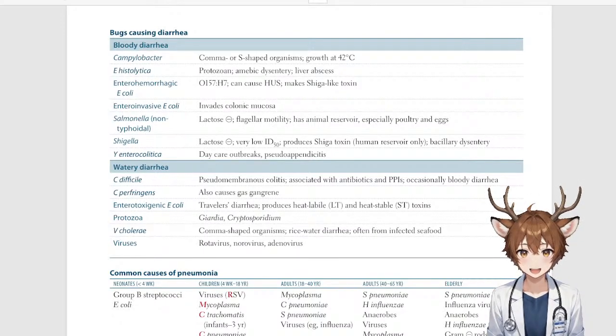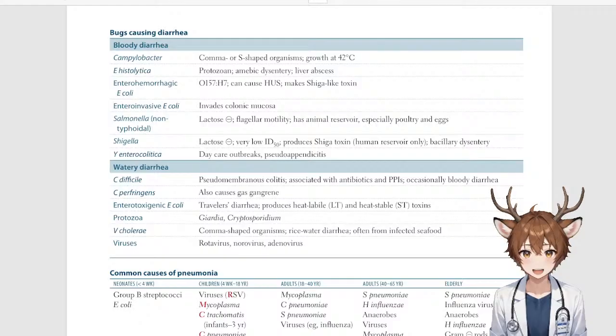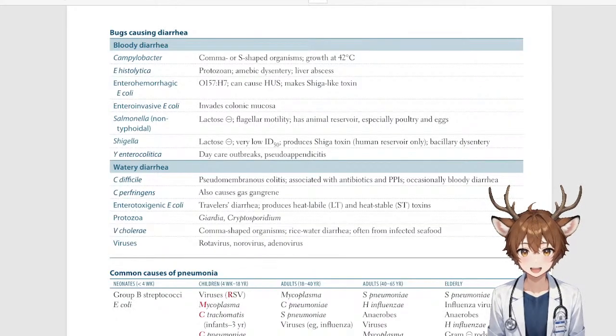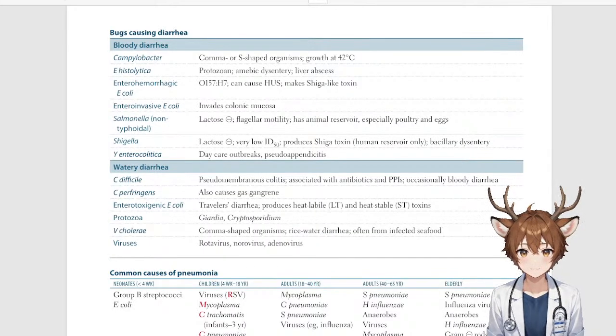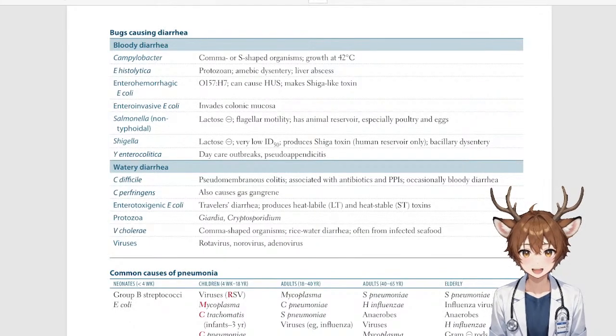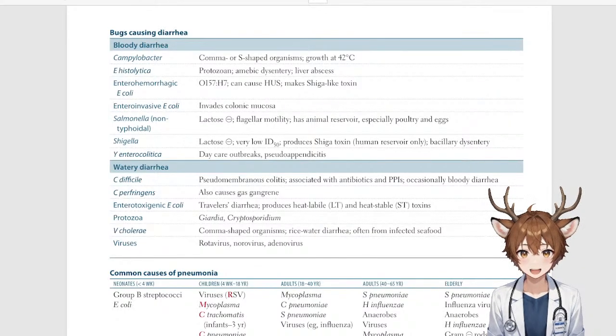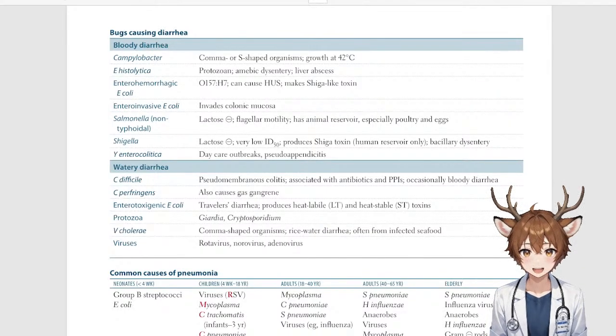Enterotoxigenic E. coli, this is ETEC E. coli, ETEC. Traveler's diarrhea produces the heat labile toxin, LT, and the heat stable toxin, ST. So keep that in mind as well. And those are a watery diarrhea, fundamentally, the ETEC toxins, heat stable and heat labile.